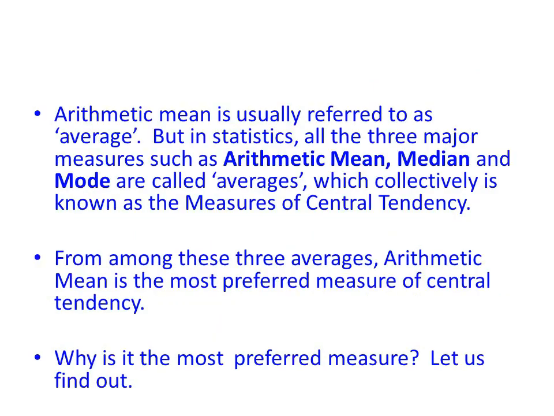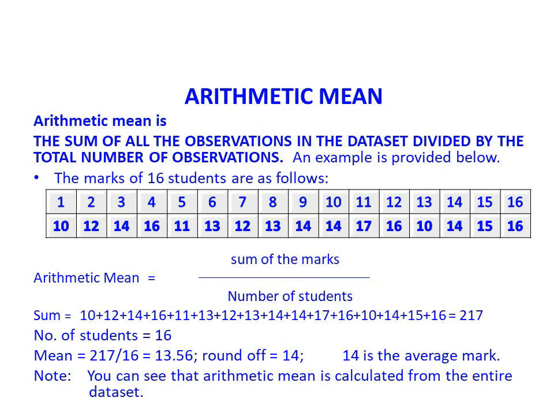Arithmetic mean is usually referred to as average. But in statistics, all the three major measures such as arithmetic mean, median, and mode are called averages, which collectively is known as the measures of central tendency. From among these three averages, arithmetic mean is the most preferred measure of central tendency. Why is it the most preferred measure? Let us find out. What is arithmetic mean?